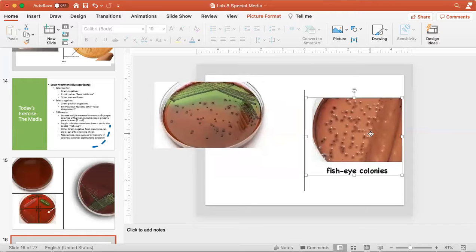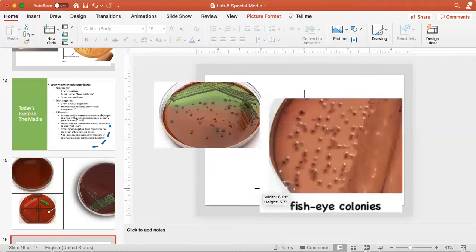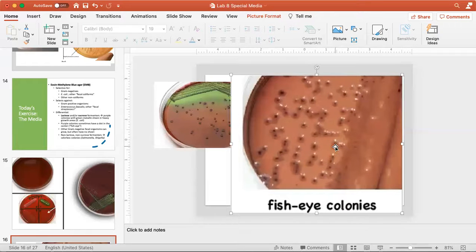The other thing to note is this. Sometimes these purple colonies have a very distinct black center. Can you see that? Sometimes when E. coli grows on EMB, it'll develop these really weird black centers. These are called fish eyes. Somebody looked at this and thought about a fish and a fish's eye.